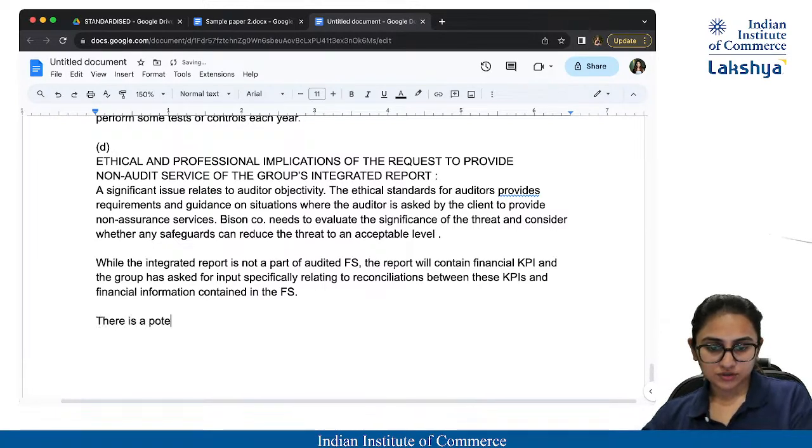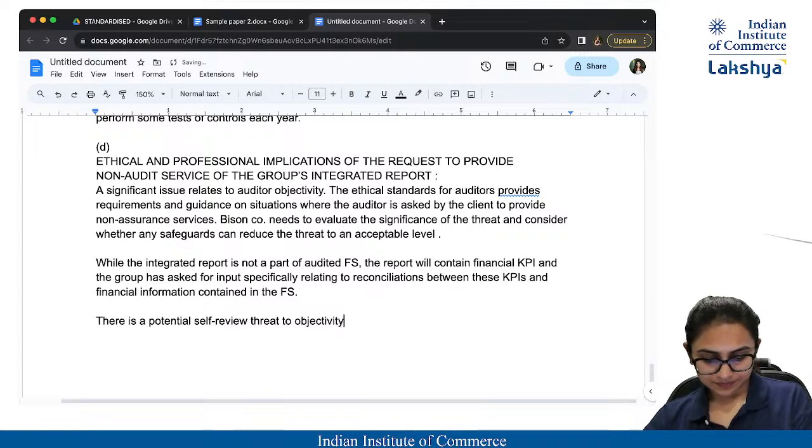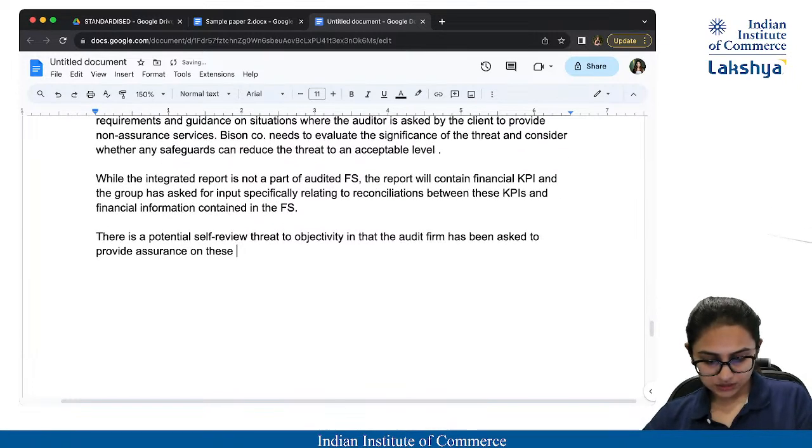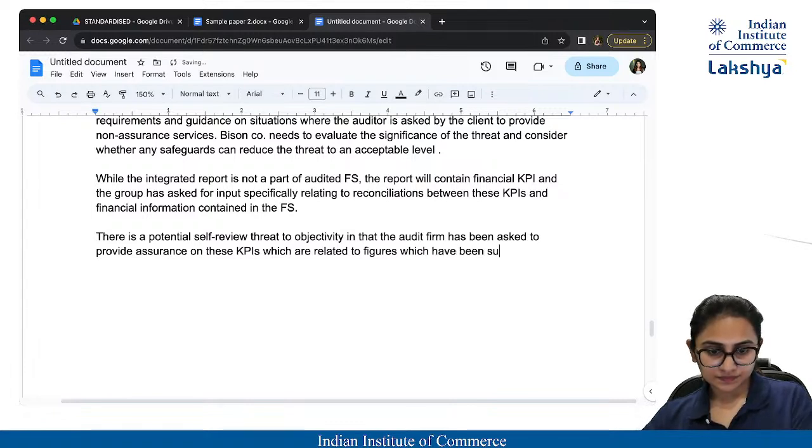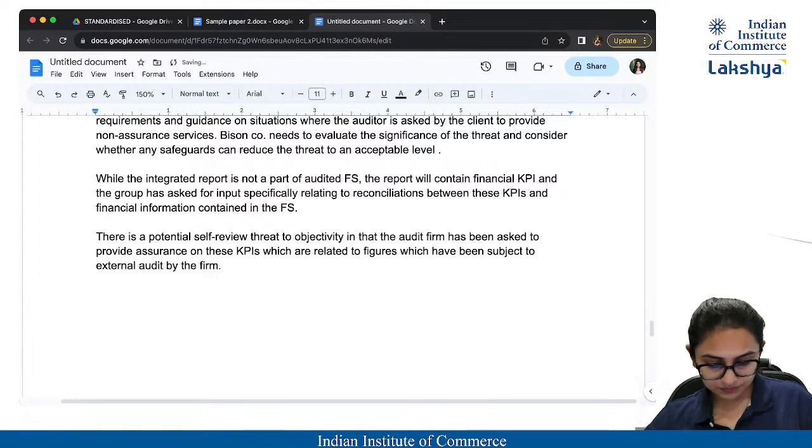There is a potential self-review threat to objectivity in that the audit firm has been asked to provide these KPIs, which are related to figures which have been subject to external audit by the firm. Then what else?